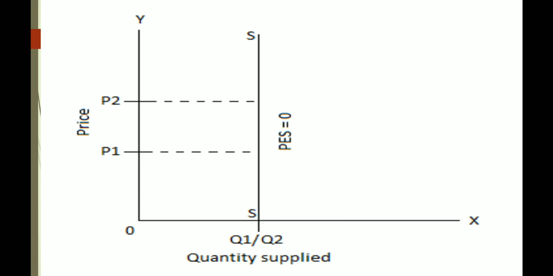The perfectly inelastic supply curve is a vertical straight line. Here supply curve SS is a vertical straight line showing the quantity supplied is fixed at OQ1 irrespective of the price.